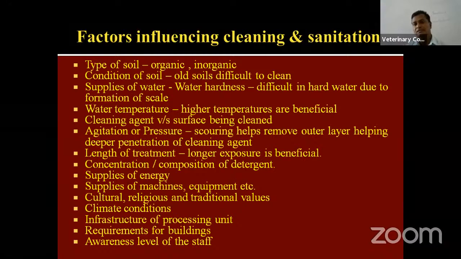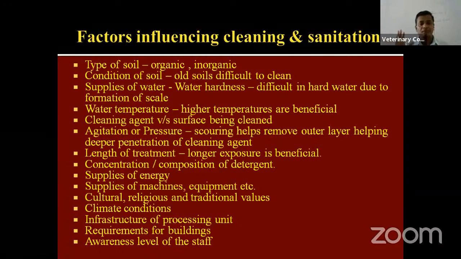And as we discussed previously, there are various factors that influence the cleaning and sanitization process. The type of the soil: is it organic, inorganic, the condition of the soil. Old soils are very difficult to clean. If the soil is in the form of milkstone, still difficult. And if you are using hard water for achieving that, still more difficult.